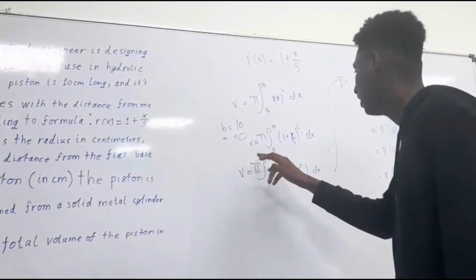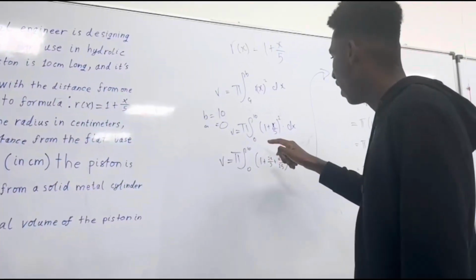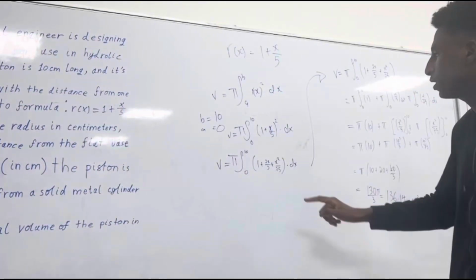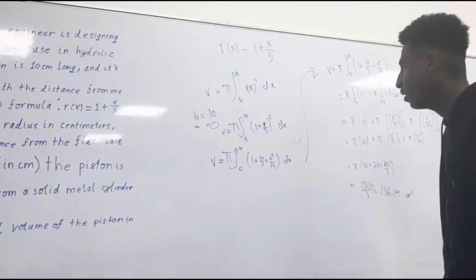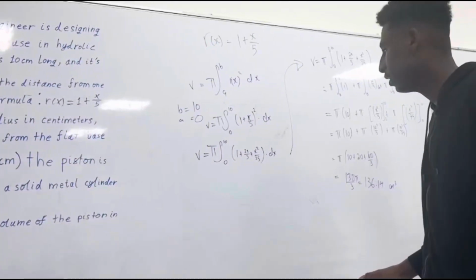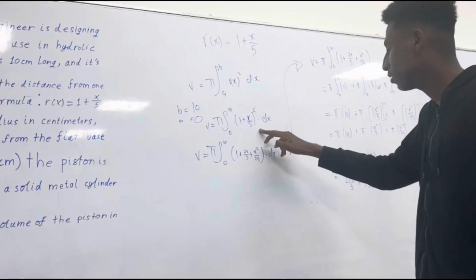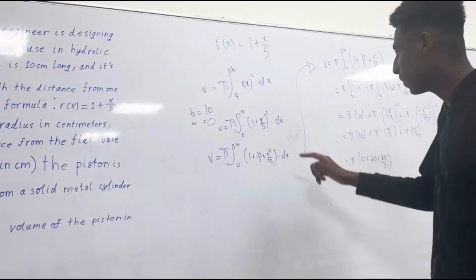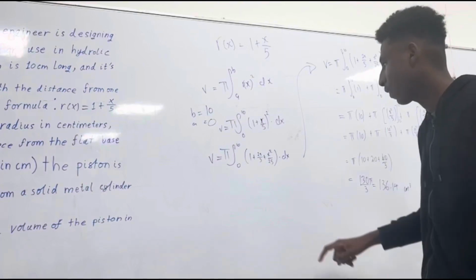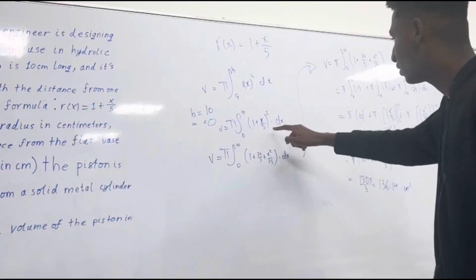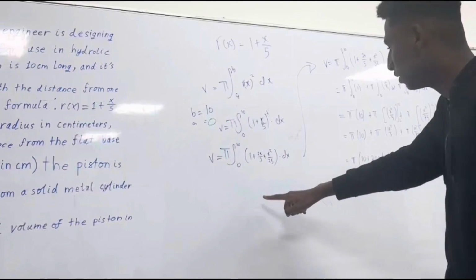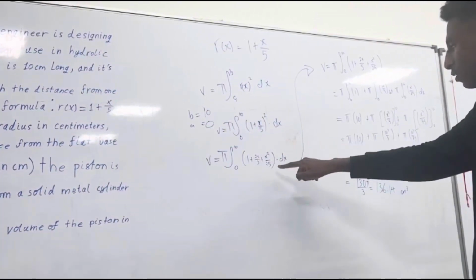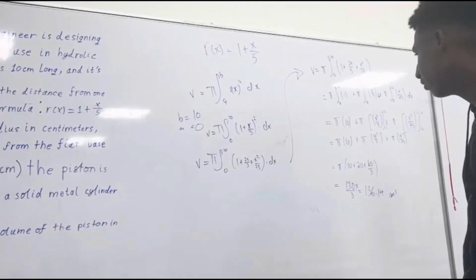We have here V equals pi times the integral of (1 plus x over 5) squared, using the interval 0 to 10. Now we're going to need to expand this bracket in order to make it easier for us. We're going to expand it with respect to x. This bracket squared is equal to 1 plus 2x over 5 plus x squared over 25. You may ask how you get it.